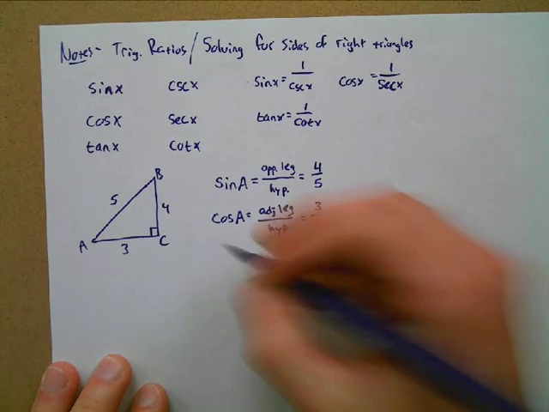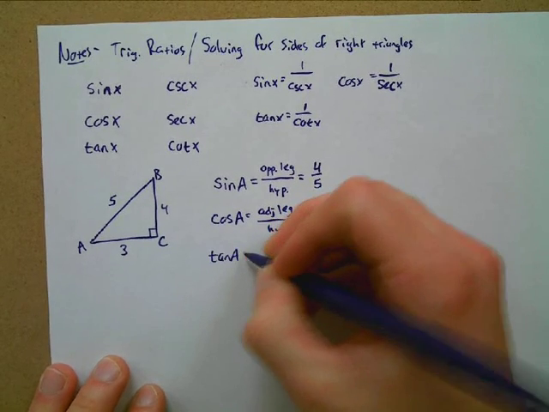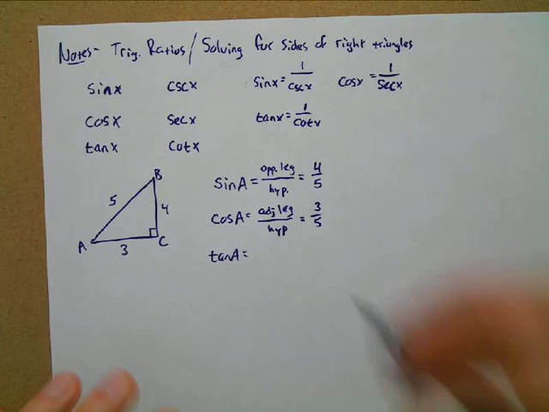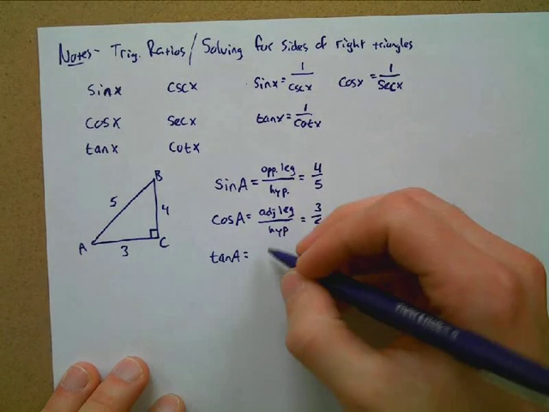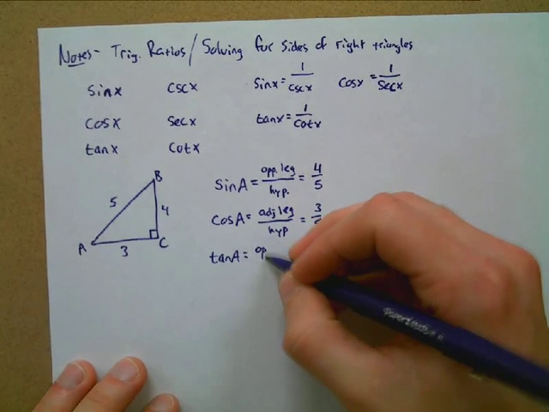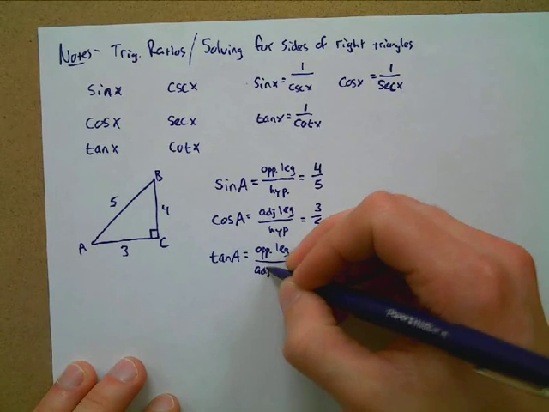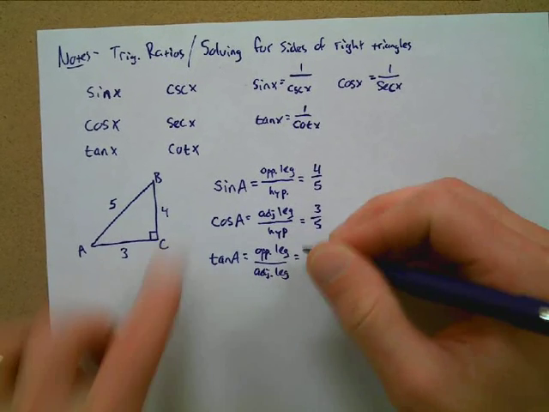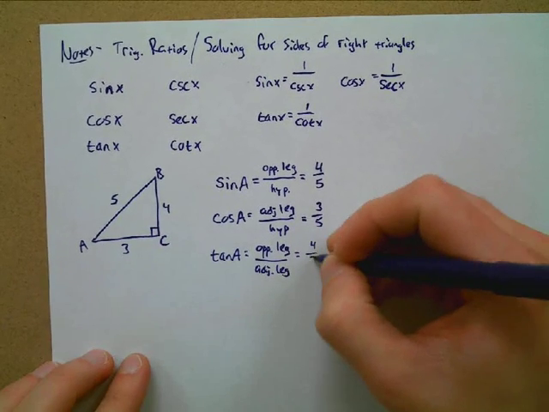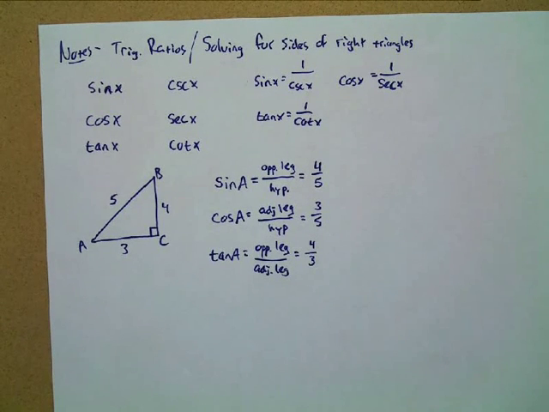And then tangent, the other ratio here, is the opposite leg over the adjacent leg. So 4 over 3. So the sine of an angle is equal to the ratio of specific sides. Cosine of angle A is 3 over 5, and the tangent of A is the opposite leg over the adjacent leg, which is 4/3.